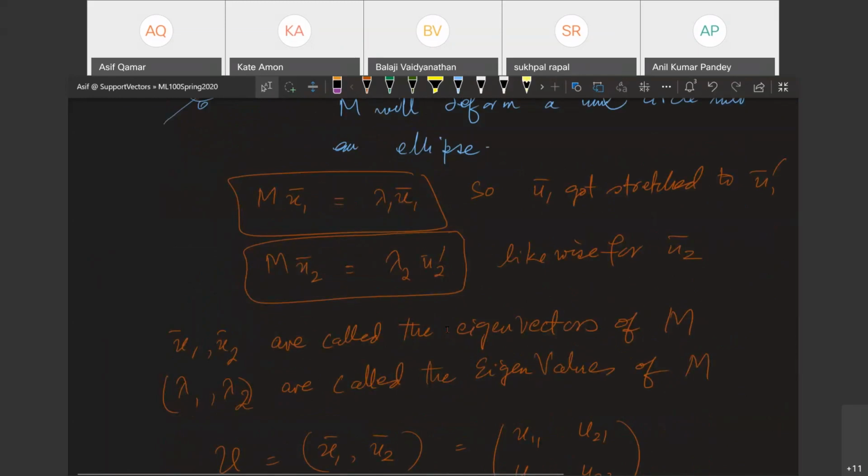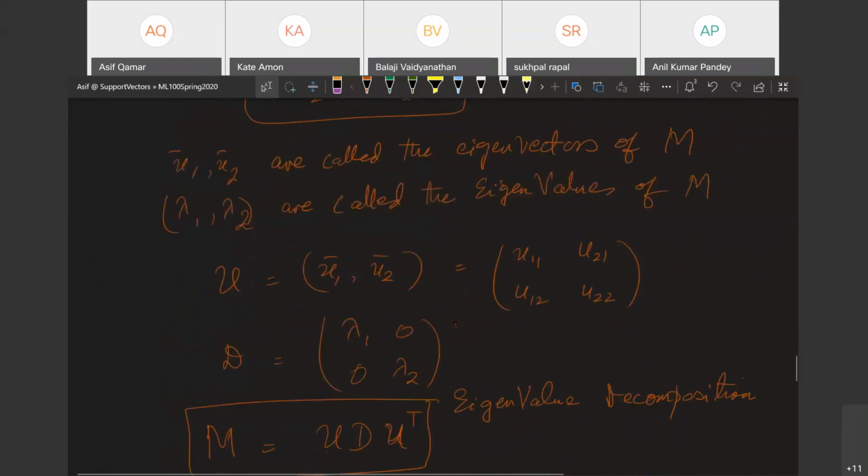Right. The other 2 points being minus U1, minus U2. So let's focus on only U1, U2. They both get stretched, or rather, shrunk if needed, right? But they don't get rotated. Now, if you create a matrix out of the eigenvectors, these vectors, and out of the eigenvalues, which is the amount of stretching, you get 2 matrices, U and D.